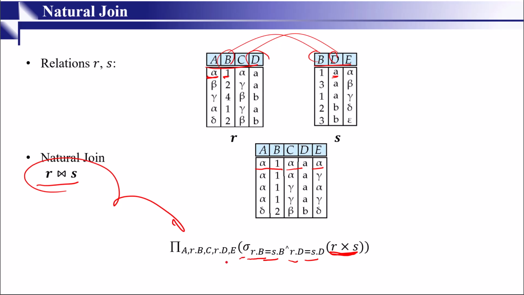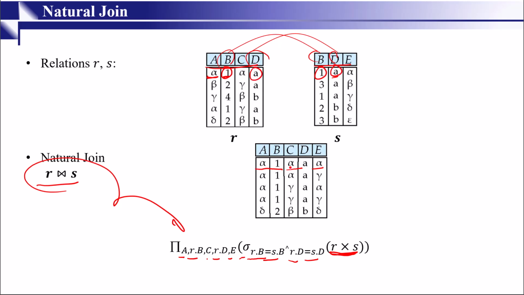Then from the result, we will select A, R.B, C, R.D, and E, only one of them, we avoid repeating. So after doing the Cartesian product, we take out whenever R.B and S.B are the same. So this is R.B and this is S.B. This is D and D, same.